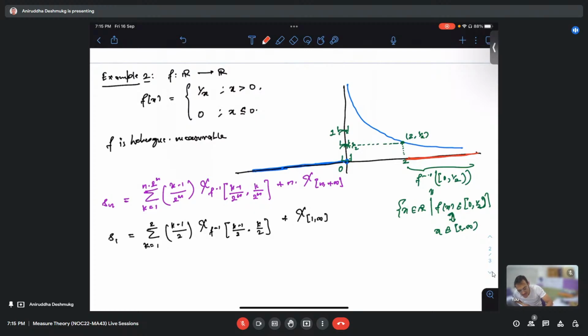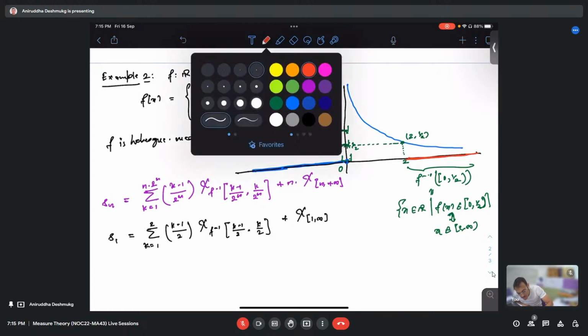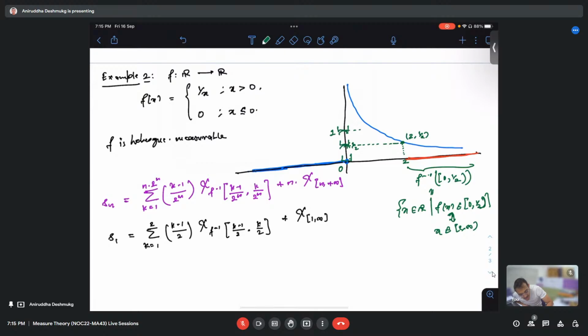Now let us look at the other interval from half to 1. So again, let us mark it. See here, notice that here the y coordinate is 1, so the x coordinate must also be 1, because again the function is 1 by x. Now the pre-image of half to 1 is everything between 1 and 2. This is the pre-image of half to 1, closed half, open 1.